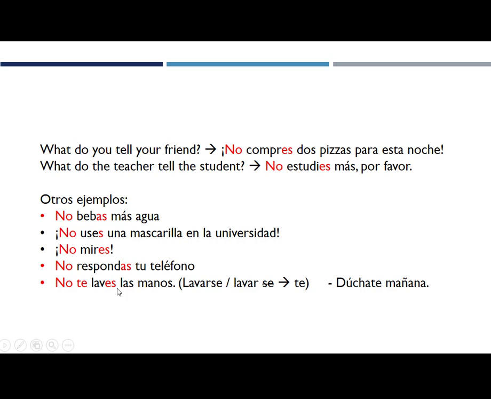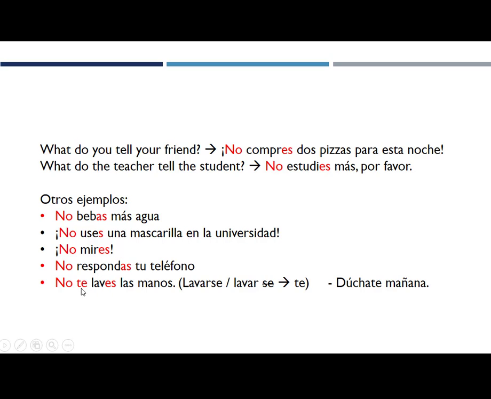Let's see these examples just with a no. No bebas más agua, don't drink more water. Don't use a mask, it's not necessary anymore, the virus is gone. I wish. No mires, don't look. Don't answer your phone, no respondas. But see, with all of these verbs, these are easy because they are regular verbs. But if they had any little changes, you just keep them all there.